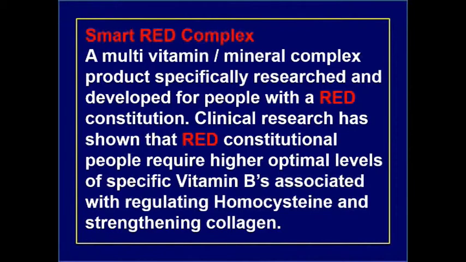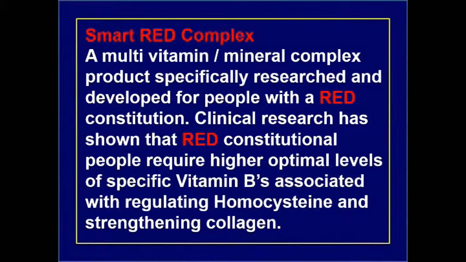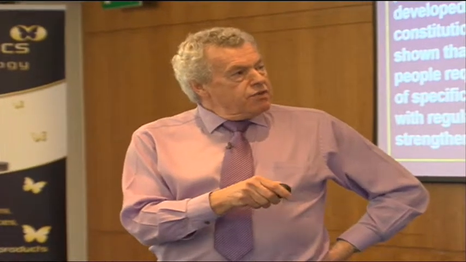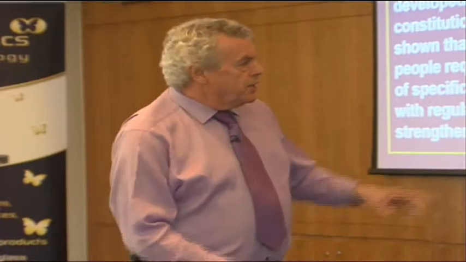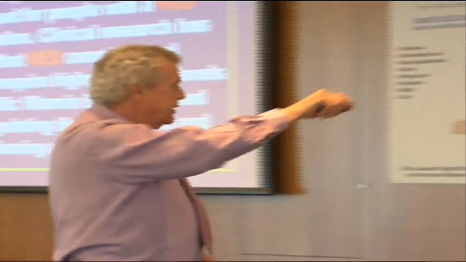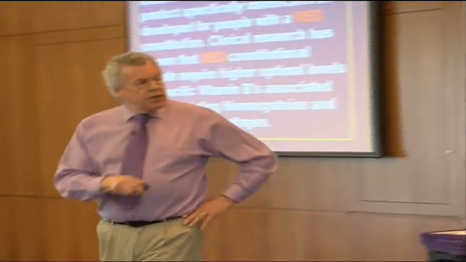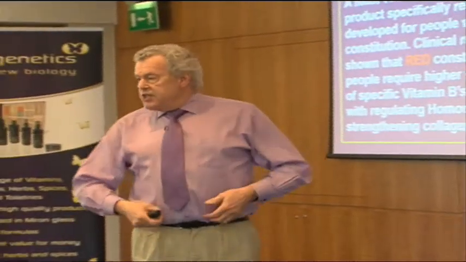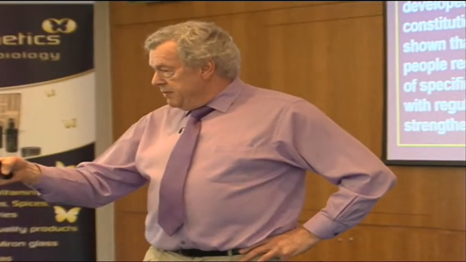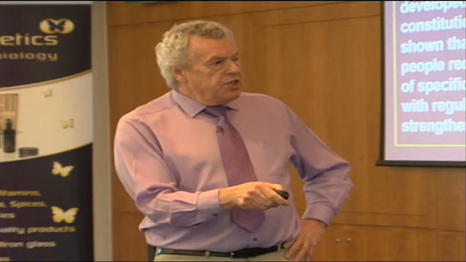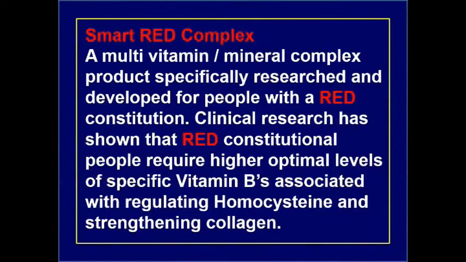Right, so let's just briefly look at the three body types as far as the nutrients. We talked earlier that red people have high homocysteine. So the red complex, the smart red complex, which is here, is a capsule, a multiple vitamin mineral. So this is specifically designed for red people. It's researched and developed for people with the red constitution.